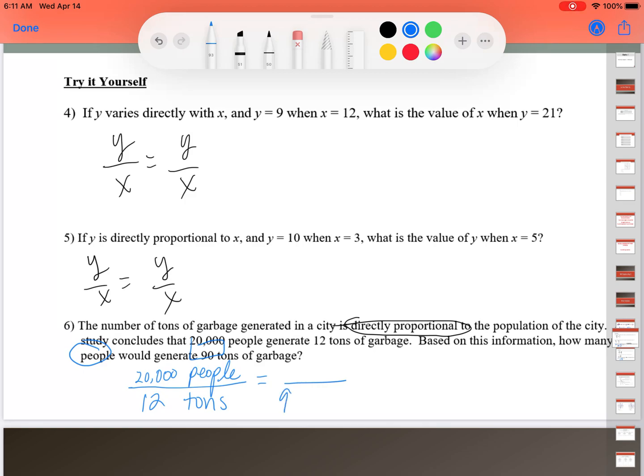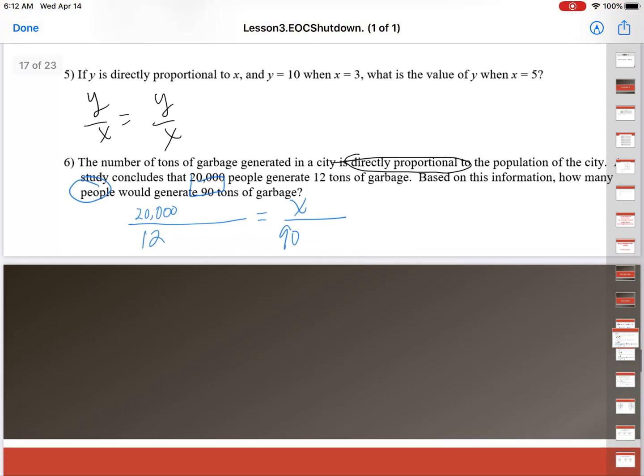Well, tons is on the bottom, so I need to put 90 tons down here. How many people? I don't know. So that's the letter X that we're solving for. We're solving for X people. So people over tons equals people over tons. Super easy. Cross multiply and see what you get. Not too bad.